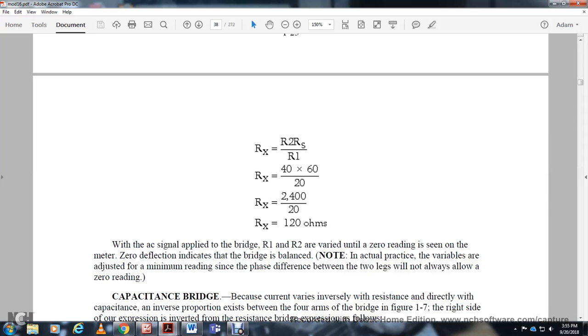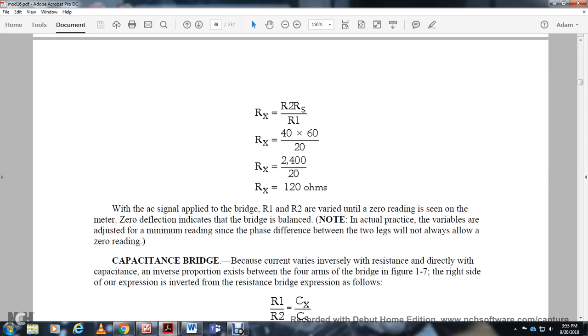The actual variables are just the minimum reading sense of the phase difference between the two legs, which will not always allow a zero reading. In the capacitance bridge, the current varies inversely with the capacitance, so the balance expression is inverted compared with the resistance bridge expression, as follows.